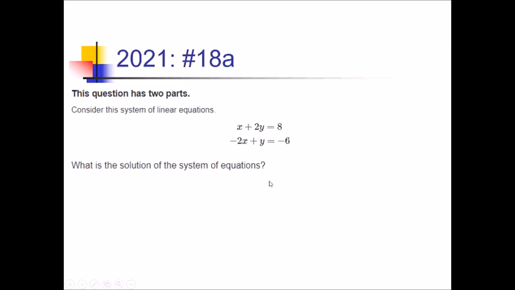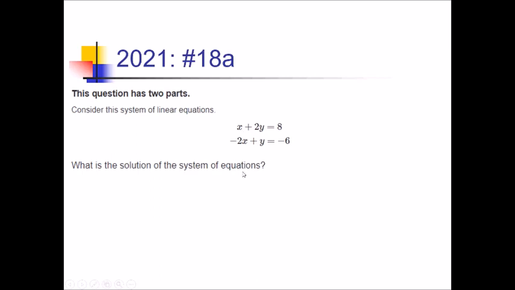So there's a couple of ways of doing this. One way to do it, called the elimination method, would be to add these equations together in such a way that one of the variables would cancel out. So to make this work, you probably have to multiply one of these equations by a number. Like if you multiply this first equation by 2, you would have a 2x and a negative 2x that would cancel when you added these.